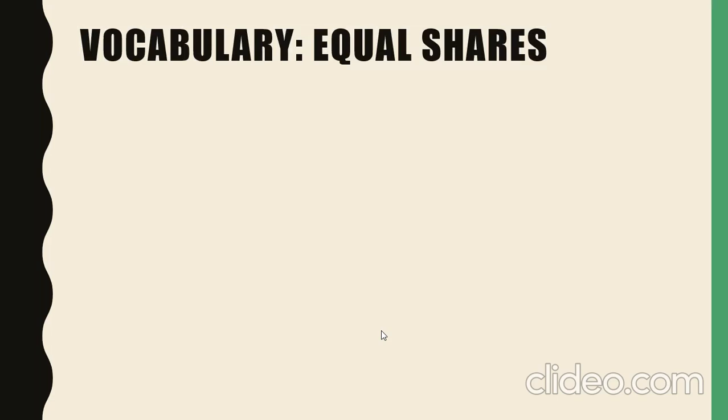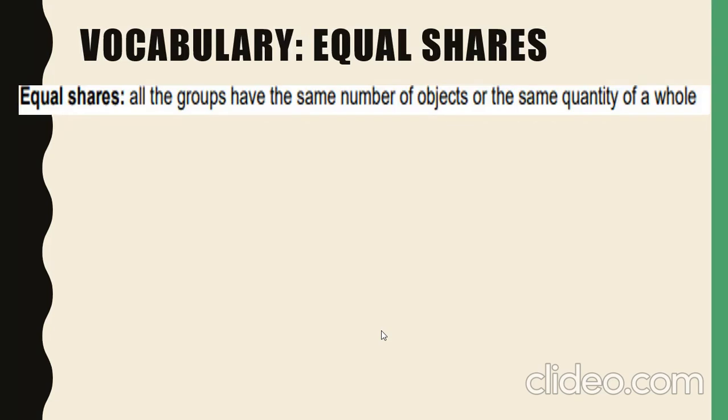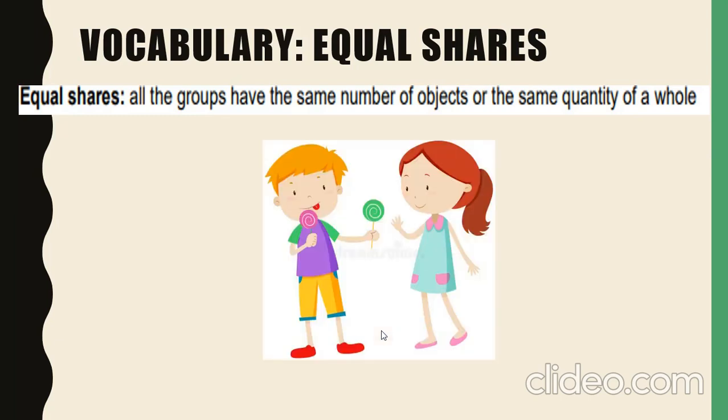Let's learn our vocabulary for today. Equal shares. Equal shares are when all the groups have the same number of objects or the same quantity of a whole. For example, these two friends are sharing the same amount of lollipops equally with each other.